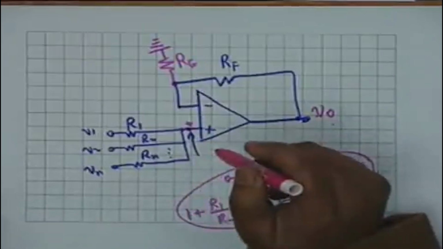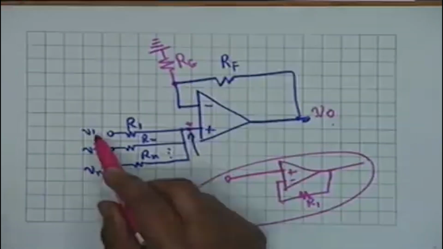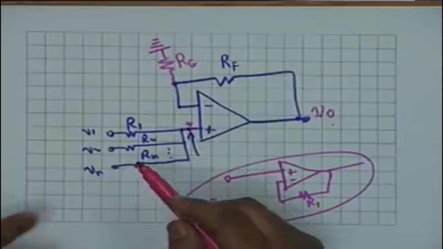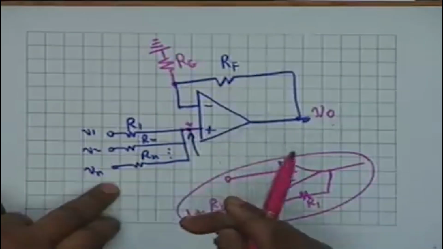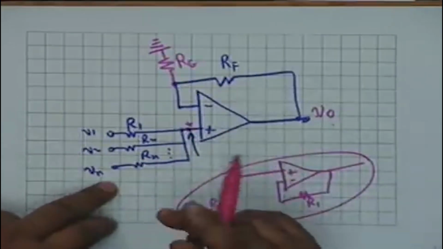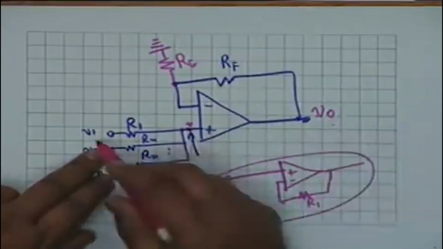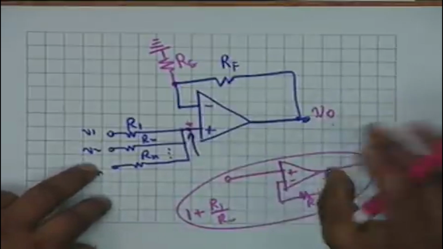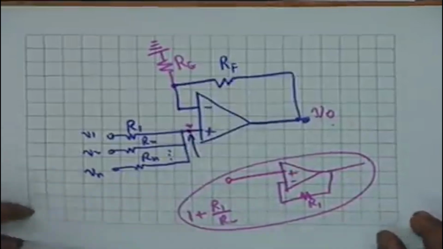This is one method. Another method is superposition. That is, you find out the effect of V1 on V0 by killing all other sources. Killing means they must all be connected to ground, because the sources have to be short circuited. So you find V0 1 due to V1 alone, then V0 2 due to V2 alone, and sum all of them up. Whatever way you do, you should be able to get the correct result, and I leave this to you as an exercise.